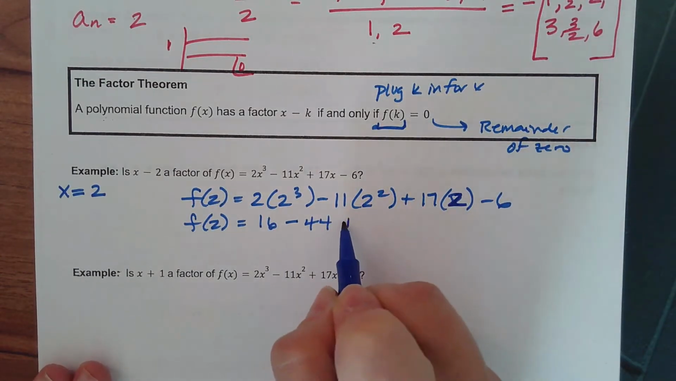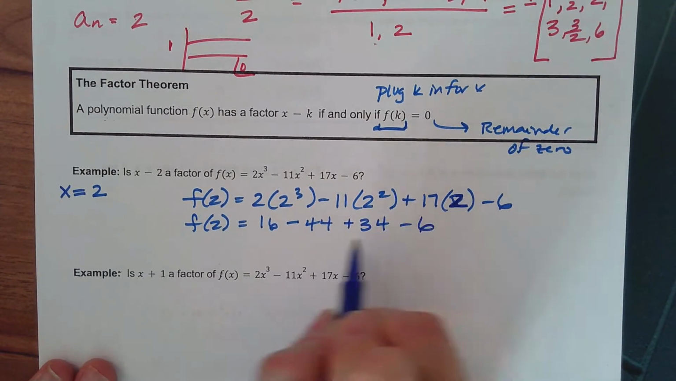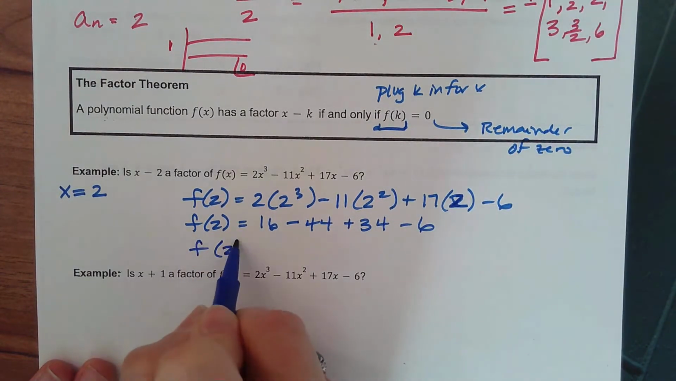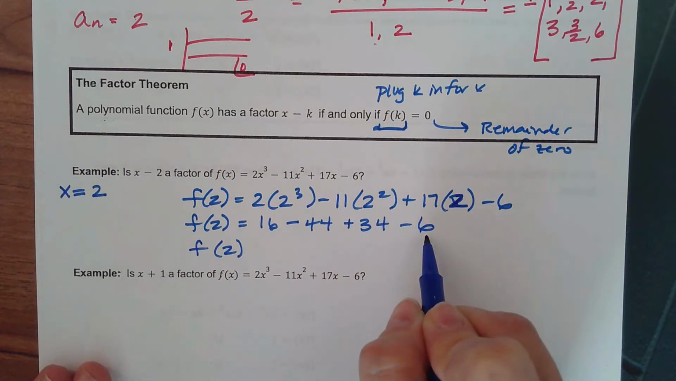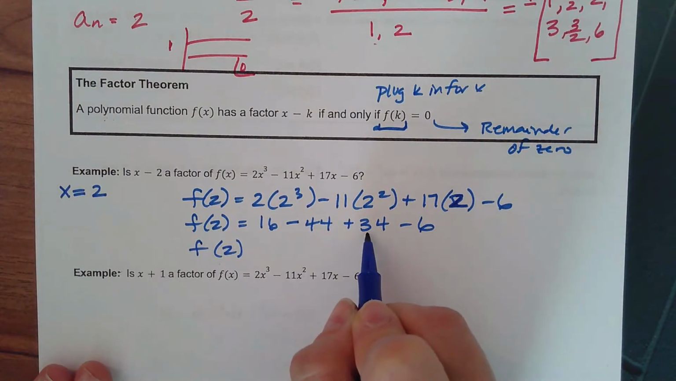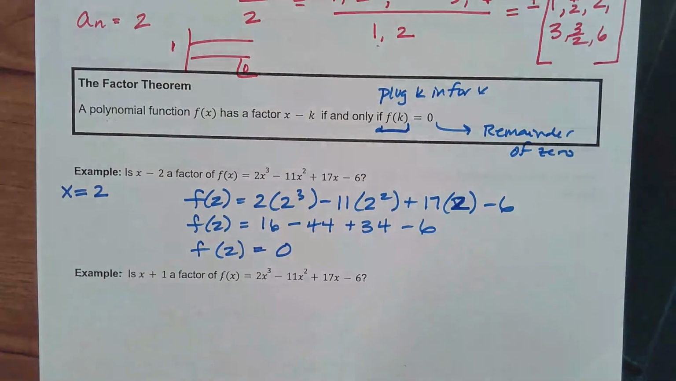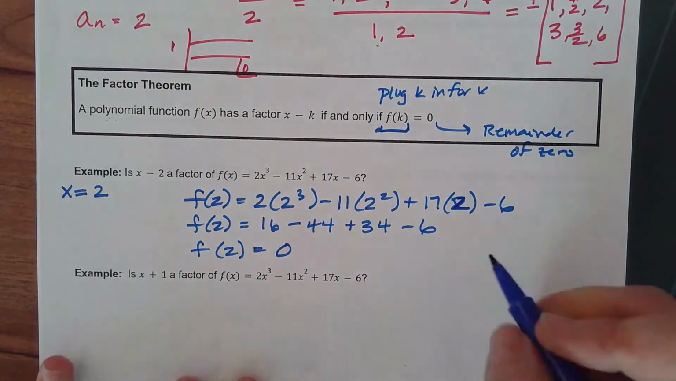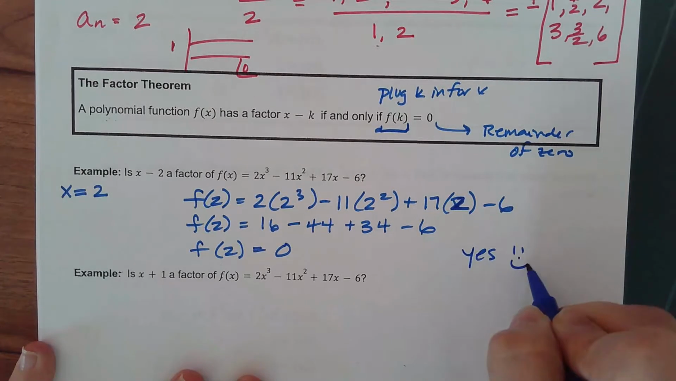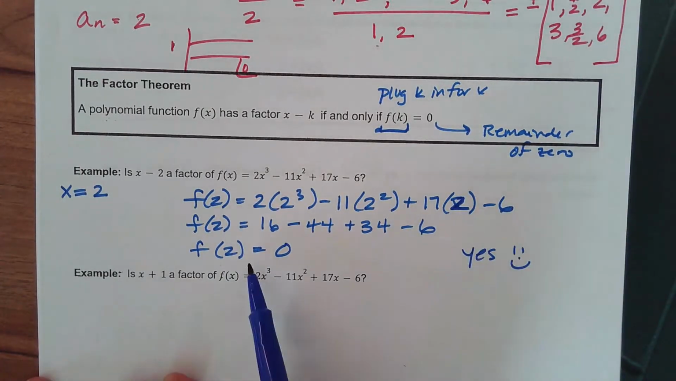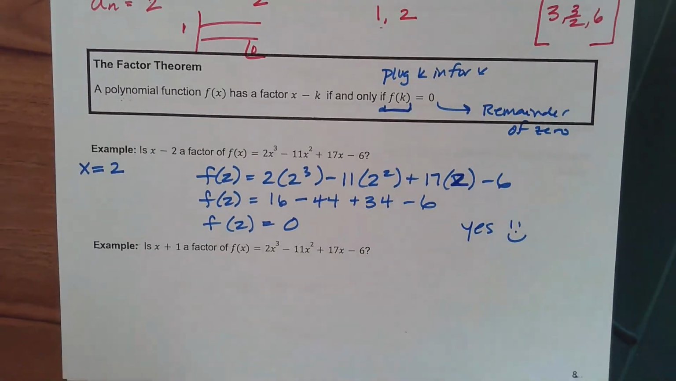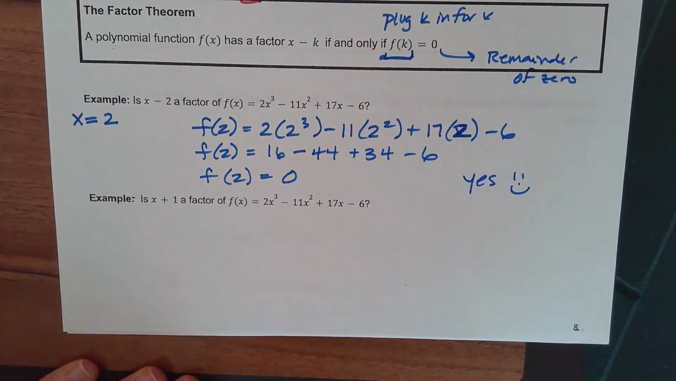17 times 2 is 34. 34 minus 6, so 16 minus 6 is 10. 10 and 34 is 44. 44 minus 44 is 0. So then I would say, yes, this is a factor, because when I plugged 2 in, my remainder, or my output, was 0. So I'm going to show you another way to do this.